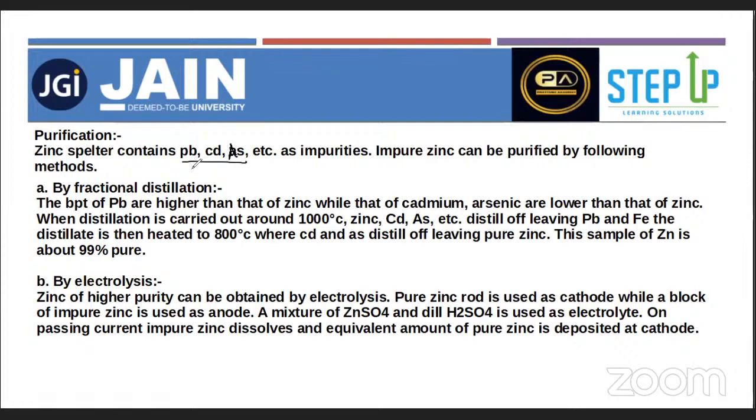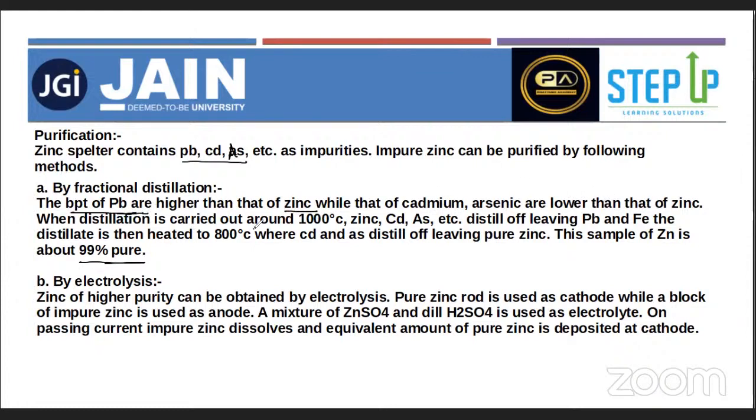So impure zinc can be purified by the following two methods. One is fractional distillation, which gives about 99% pure zinc. The boiling point of Pb is higher than zinc, while that of cadmium and arsenic is lower than that of zinc.